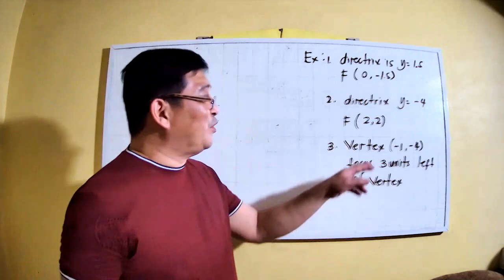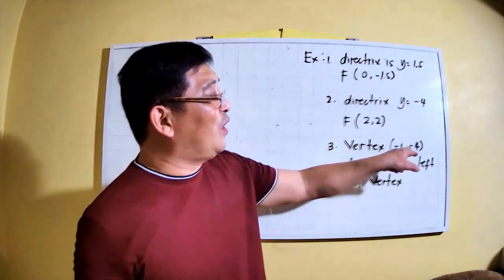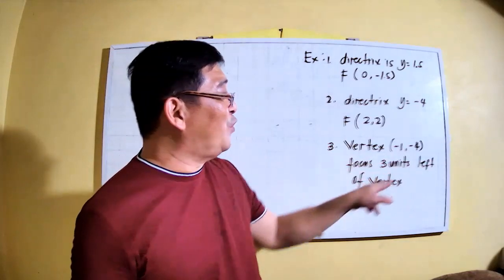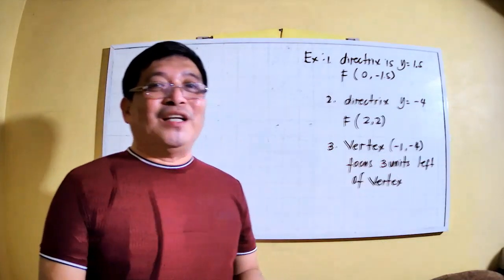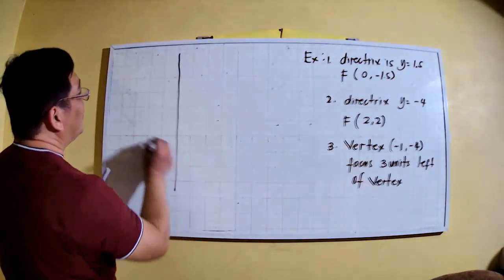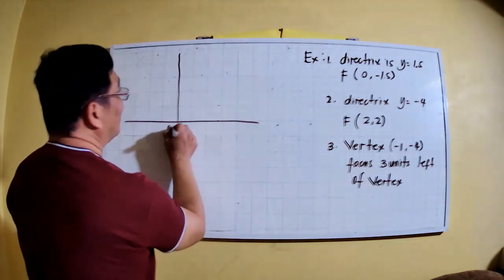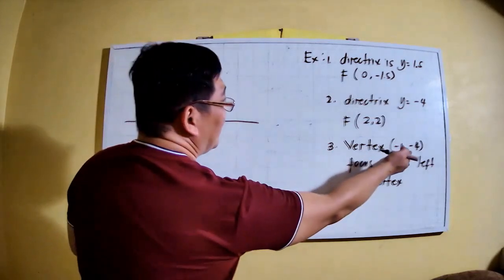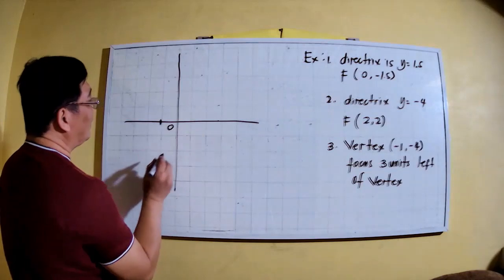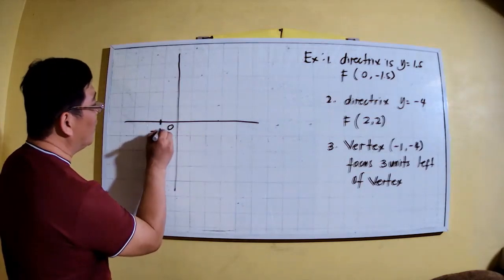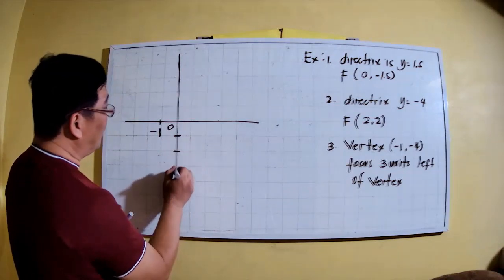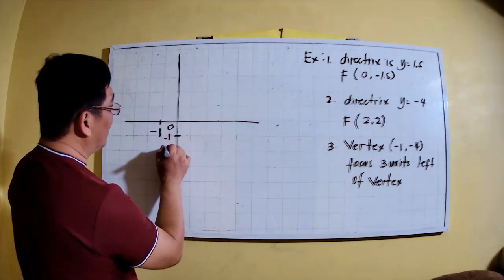For the number 3 example, we have vertex at (-1, -4), focus 3 units left of vertex. So let's graph first to see the parts. We have (-1, -4). -1 is just to the left of the origin, and then -4 is below, -1, -2.